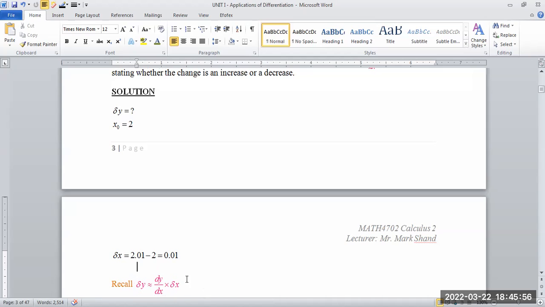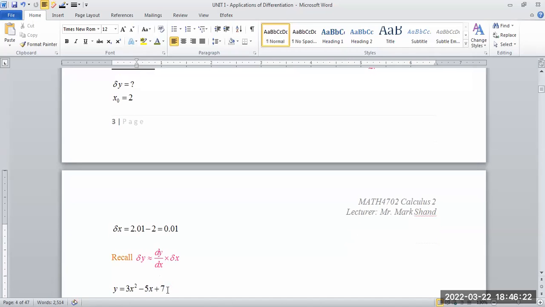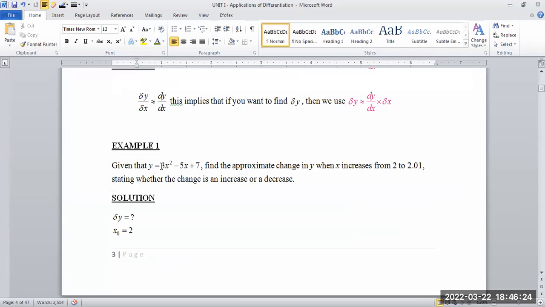Now, look at the formulation. Everything for this topic has a formulation. Know the formulation? Good to go. Squiggly Y is approximately equal to dy by dx times the change. So in order to find the change in Y, I'm going to differentiate the function and multiply it by the increase. The function is 3x squared minus 5x plus 7.